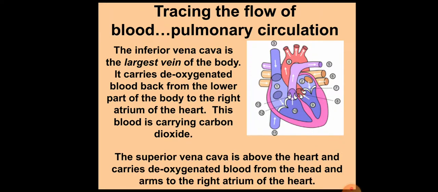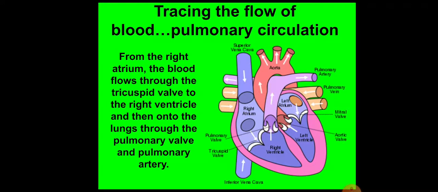Pulmonary circulation. The inferior vena cava is the largest vein of the body. It carries deoxygenated blood back from the lower part of the body to the right atrium of the heart. This blood is carrying carbon dioxide. The superior vena cava is above the heart and carries deoxygenated blood from the head and arms to the right atrium of the heart. From the right atrium, the blood flows through the tricuspid valve to the right ventricle and then onto the lungs through the pulmonary valve and pulmonary artery.